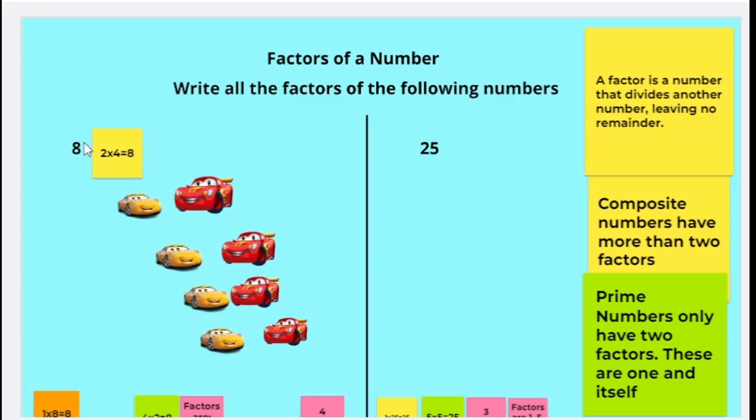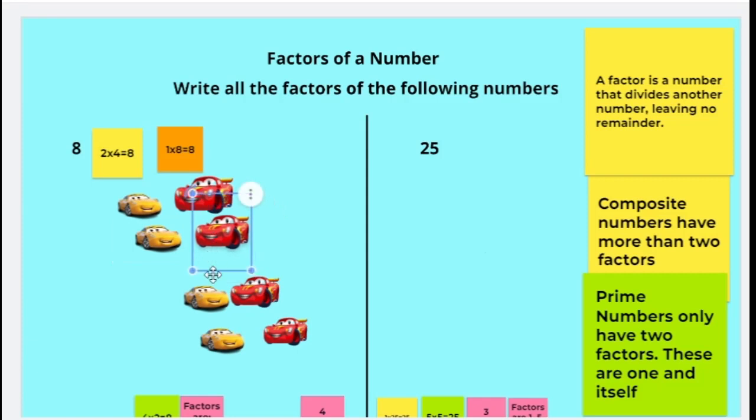Let's try 8. 8 divided by 8. How many groups of 8 can we get out of 8? We can only get one group of 8 out of 8. So right away, 8 divided by 8 will give us one group. So 1 times 8 equals 8. All right. Can we try another number? Let's try 4.